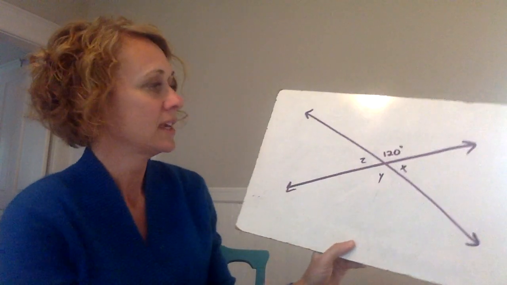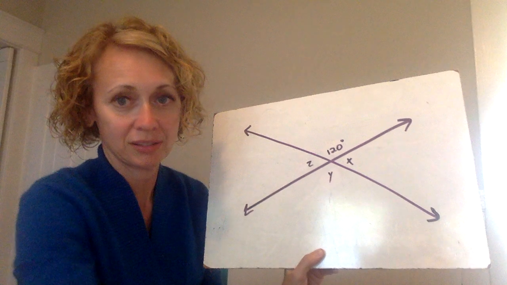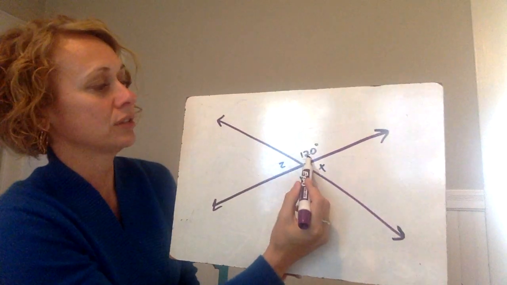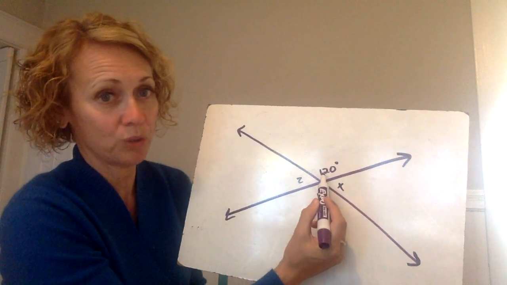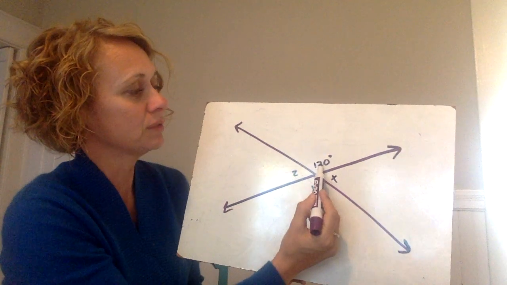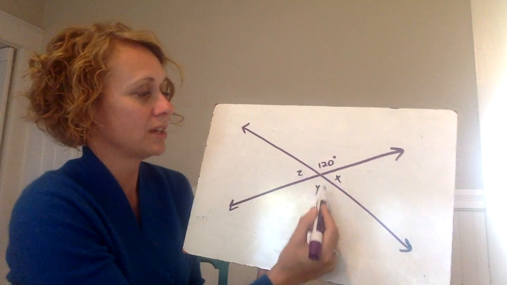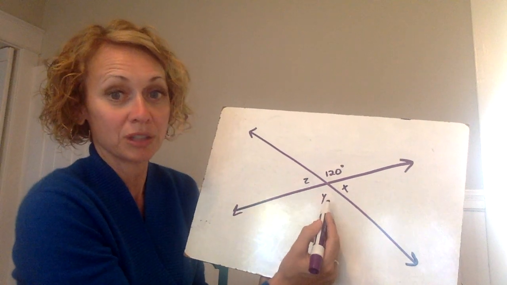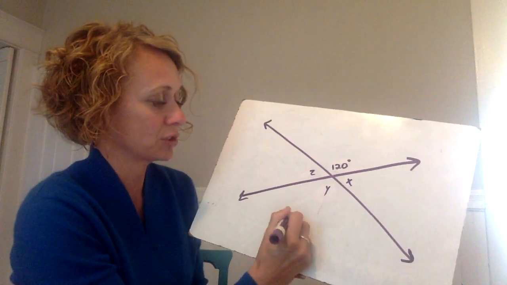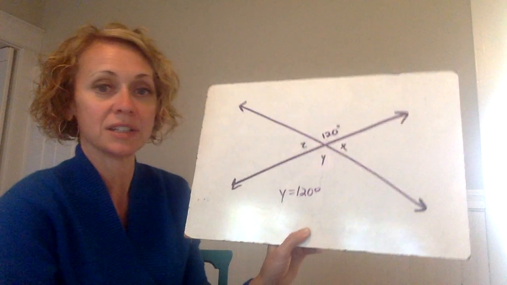Now, how can you use that in some visuals to help you? Let me show you. Let's say you have this visual given to you, and you have two intersecting lines. So you have the measure of an obtuse angle given to you that would be at 120 degrees. You can find, by definition of vertical angles, the measure of angle Y because those would be congruent. So Y's measurement would be 120 degrees.